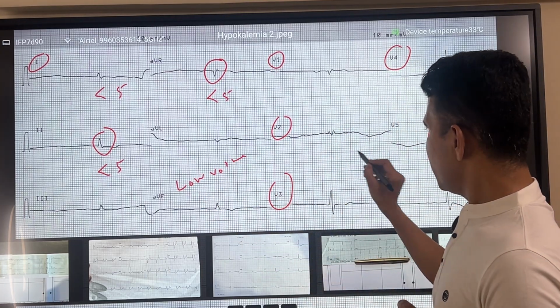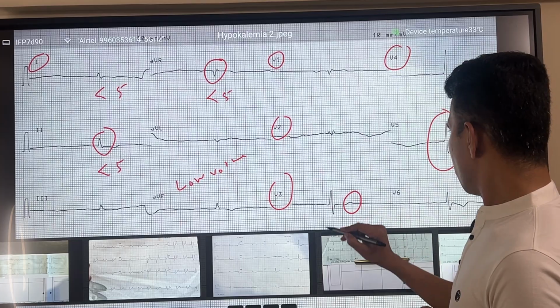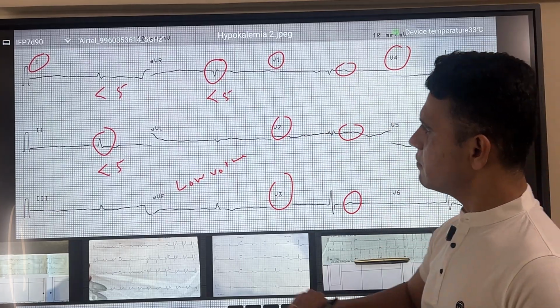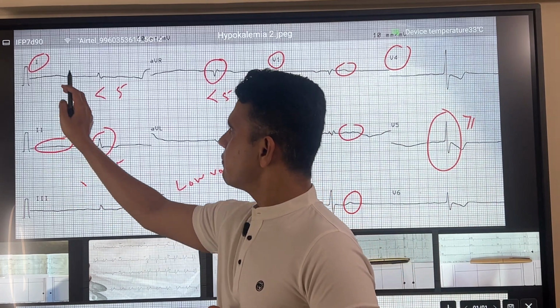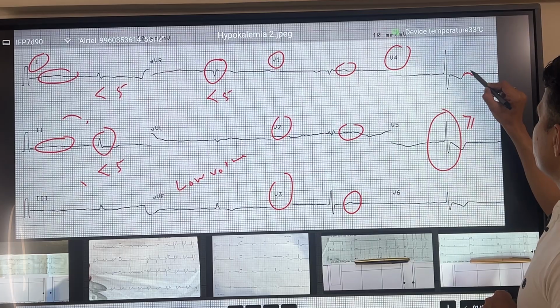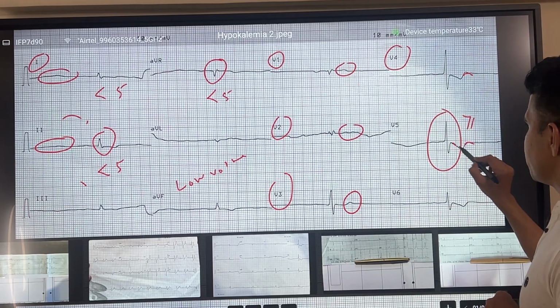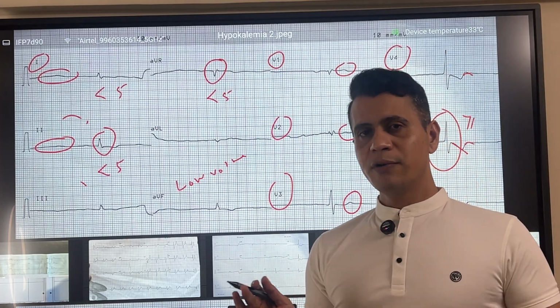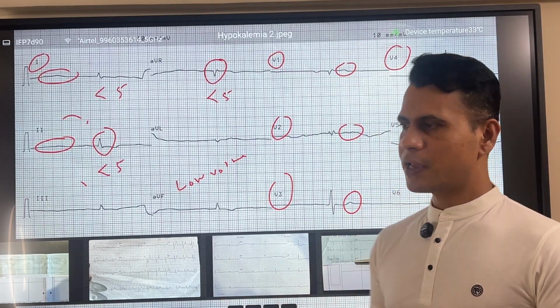The T wave is very small. You can see the T is very small. Here it is very difficult to see the T wave. Here it is very difficult to get any T wave. The T wave is not there. And here the U wave is present. There is also ST depression and ST flattening. So these are all very good examples of hypokalemia.